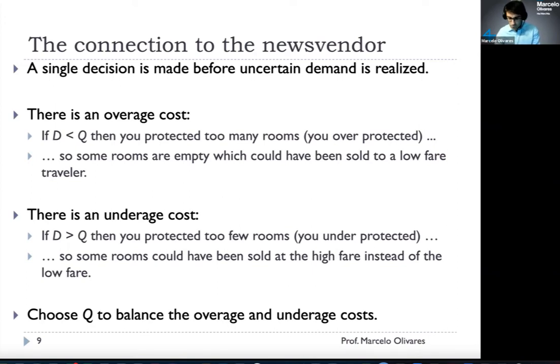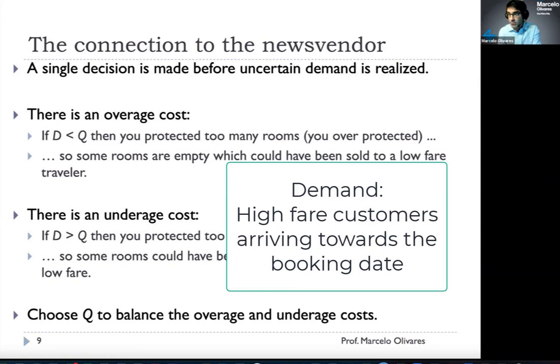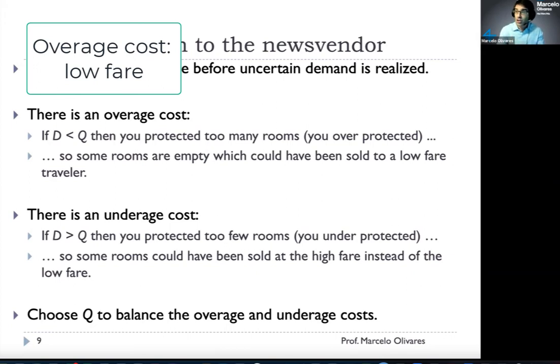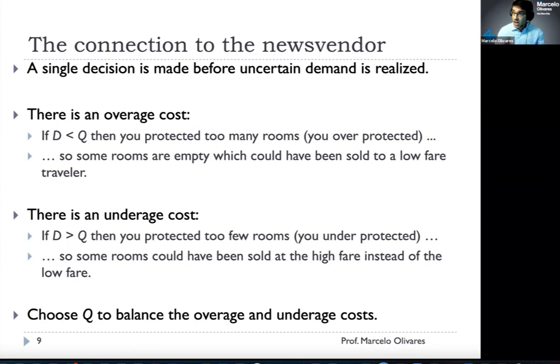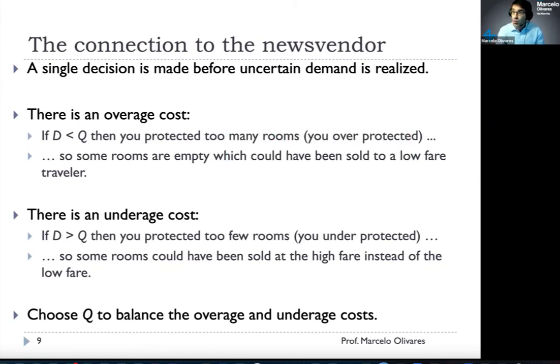Okay? And now we have to choose Q to balance between these two costs. That's the news vendor, and we know how to use that. So this is exactly the same as the news vendor, where the demand is the demand for the high fare. The overage cost is the cost of having an empty room, which is the opportunity cost of selling at the low fare. And the underage cost, you protected too few, is the difference between the high fare and the low fare. You could have sold these rooms at a higher fare, but you sold them at the low fare and they were not available for the high value customers. Okay.